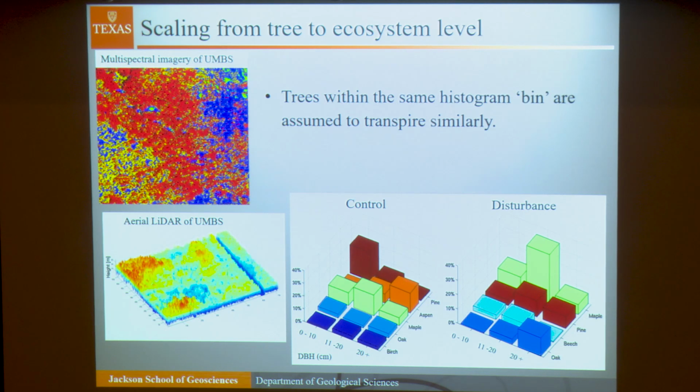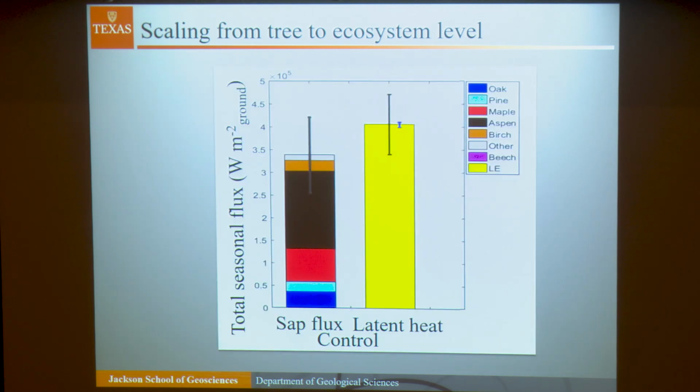And so when we scale from trees to ecosystems, we can do it sometimes. We can do it through a combination of multispectral imagery, which allows us to break down a forest into its composite species, and we can use LiDAR imagery to give us the sizes of those trees in the forest. And we can bin things together and say, okay, we have this many large maples and this many small pines, and if we assume that they do functionally the same thing, we can talk about scaling from a tree to an ecosystem, and that works well with some measurements.